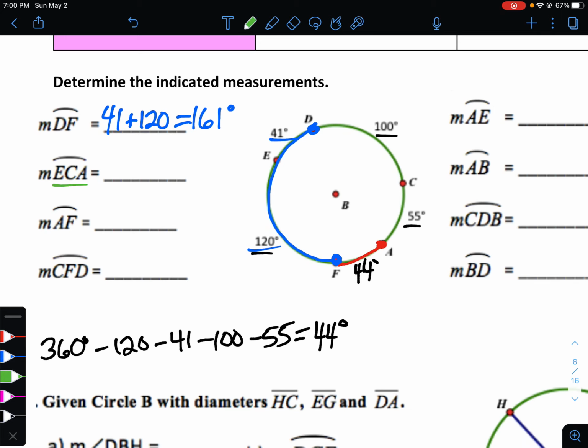Next, it asks us to find the measure of arc ECA. So that would be starting at E, going through C. It's important to know which direction you're going, and then ending at A. So everything I've got highlighted in green. That's going to be 41 plus 100 plus 55, which when we add all those together, adds up to 196 degrees. And there's our measure for arc ECA.